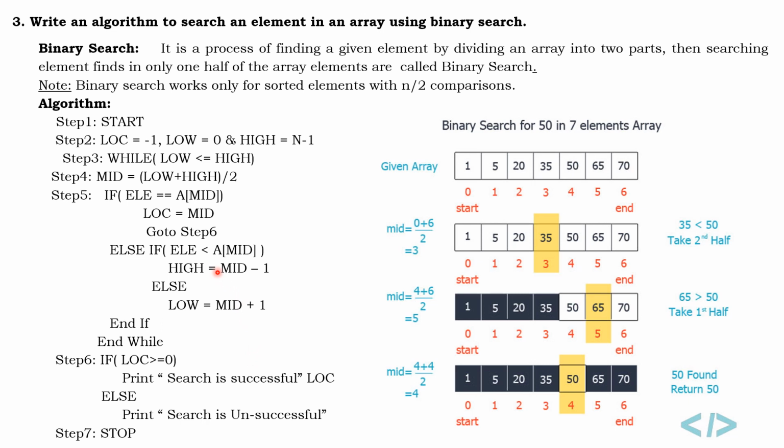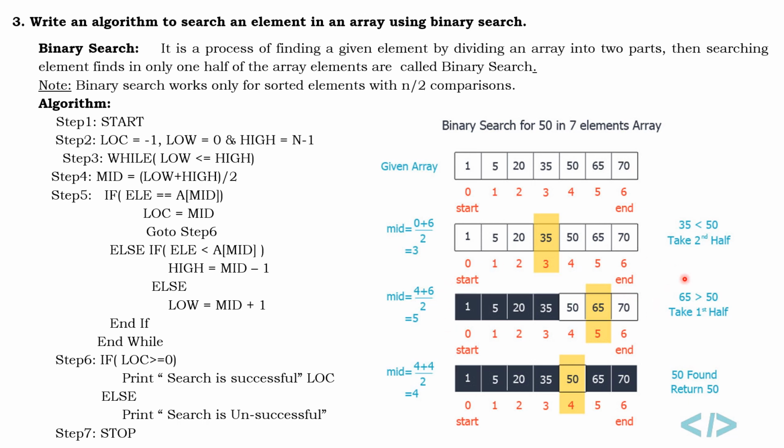If the element is less, then you need to move to the LHS side, that is the less than side. Then bring the high pointer towards mid -1. If the element is greater than that, then we need to move to the right hand side. Here the element is 50. We got the mid element as 35. 50 is greater than 35. Hence we need to move towards the right hand side.